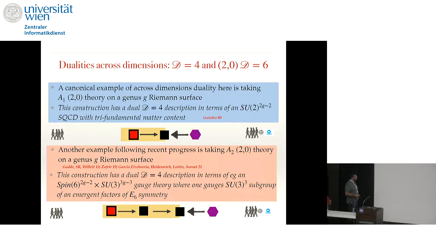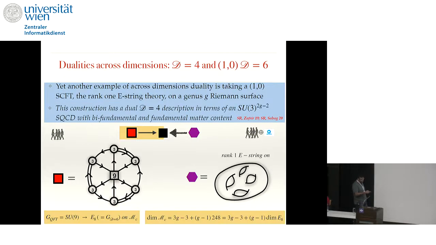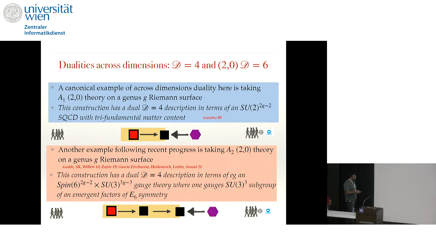This is a famous example of Gaiotto from many years ago, and the claim is if you start from a (2,0) theory, the simplest interacting one, the A1 (2,0) theory, and place it on a genus G Riemann surface, the theory in 4 dimensions is across dimensions dual to a simple gauge theory, SU(2)^(2G-2) SQCD with some matter content. So again, we have two constructions. There is a construction coming from string theory, where we engineer the 6D SCFT and then reduce it to 4 dimensions, and another description directly in 4 dimensions.